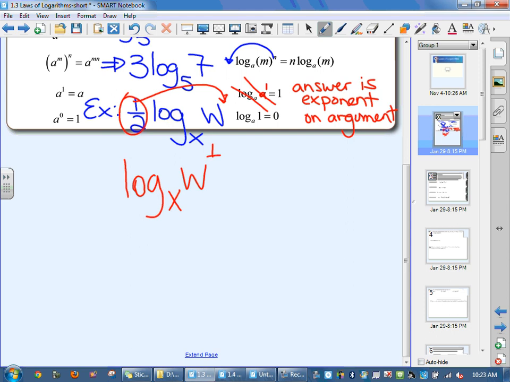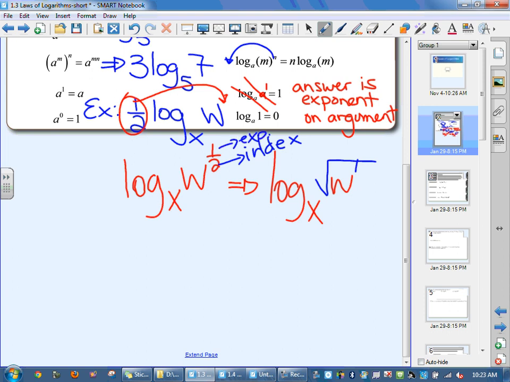I could write that one other way. What do I know about exponent 1/2? What would it become? It would become a square root. Whenever you see a fraction exponent, it means that the bottom number is the index on your radical. So this is the same as log base x of the square root of w. The 2 is the index on the root sign, don't forget. The 1 stays as the exponent. Okay? That's how that works.